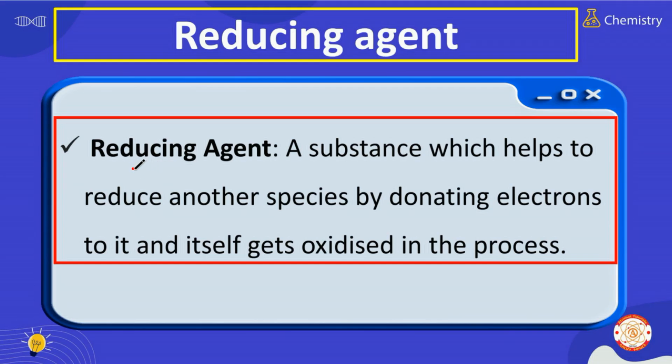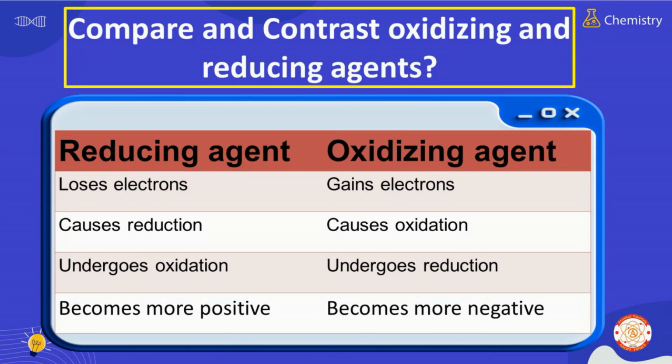On the other hand, a reducing agent is simply a substance which helps to reduce another species by donating electrons from it, and itself gets what? Oxidized in the process. In other words, a reducing agent is the one that helps what? Others get reduced by donating electrons. Since it loses electrons, the substance itself gets what? Oxidized. So let us compare and contrast these two agents. So reducing agents lose what?